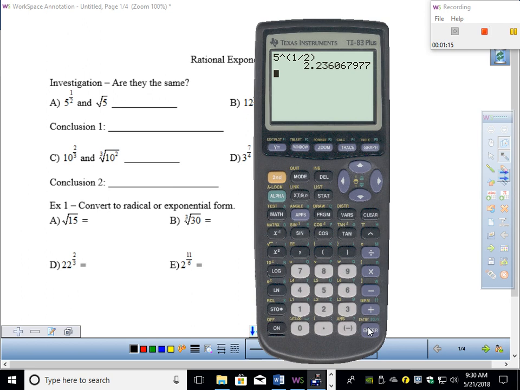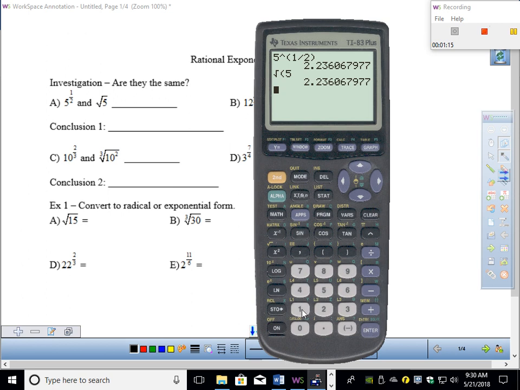And then what I'm going to do, of course, is the square root of 5. And you can see that right here. So I hit second, and then that, and so square root of 5. And you see, of course, I do get the same number. So there we have an equivalency. 5 raised to the 1/2 is the same as the square root of 5.